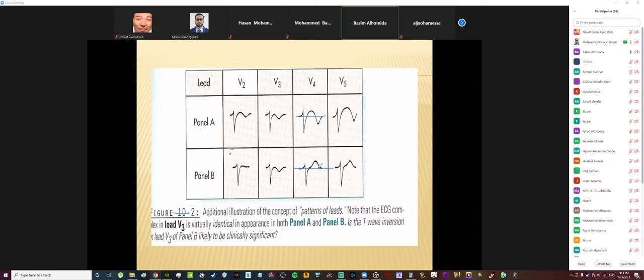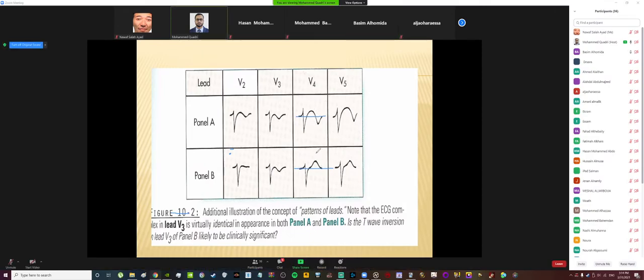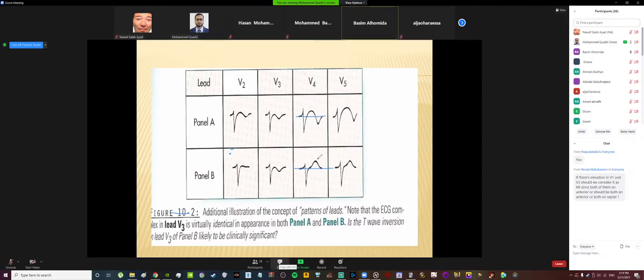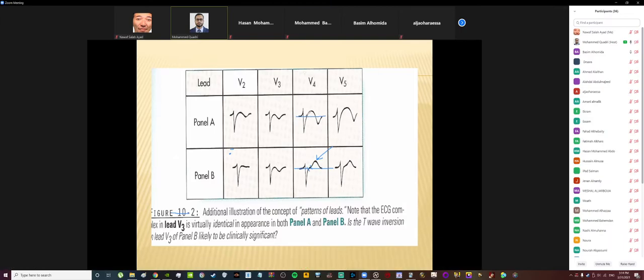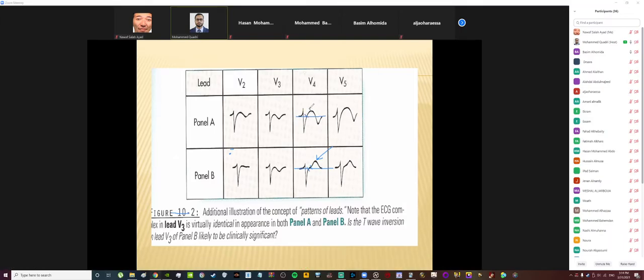For V3, doctor, why is it the same here as V4? The shape is the same except the last part. This is the T wave, and the ST segment is here. Here the ST segment is here, and the T wave merges with it. Then the T wave starts. And for V3 here there is elevation, and here there is elevation. So they will look the same, definitely.